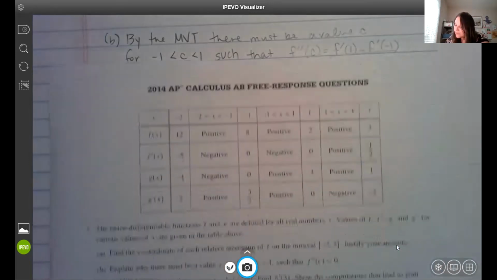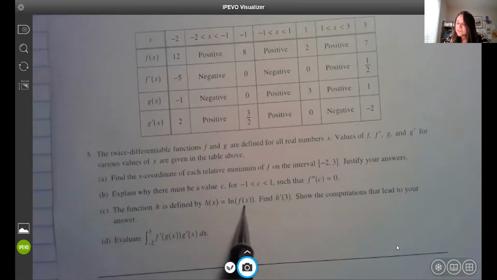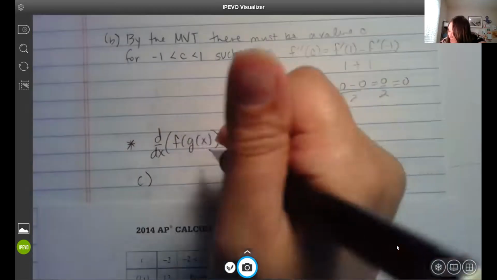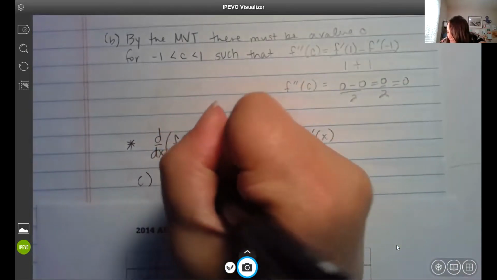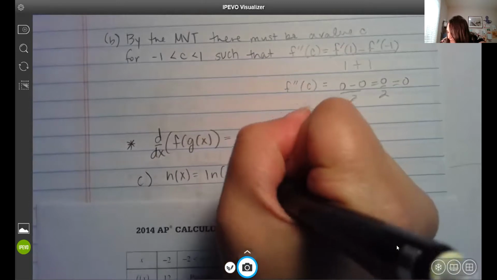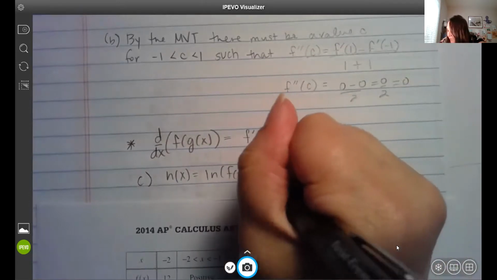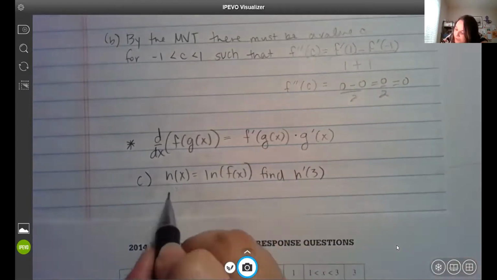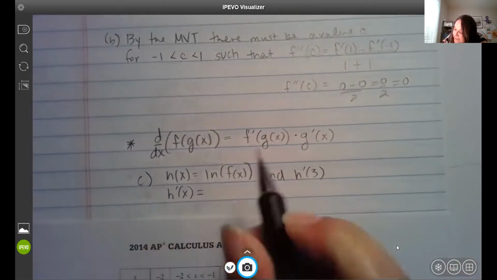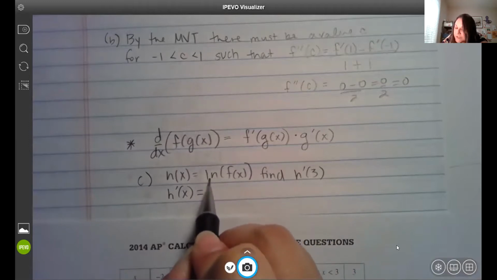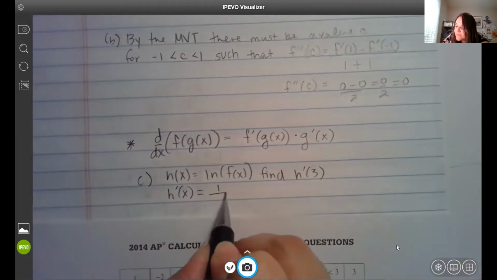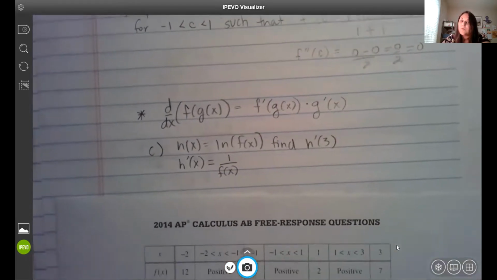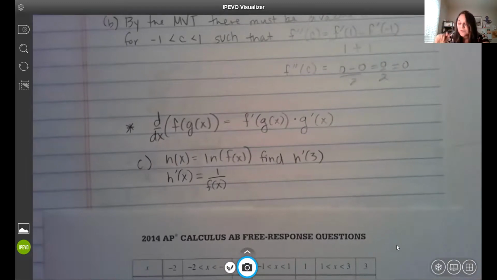So when I consider what is defined as the h function here, it says that h is defined as ln of f of x, and they want me to find h prime of 3. So that's going to be h prime of x is going to be the derivative of ln, which is 1 over x, evaluated at f of x. So instead of just putting 1 over x, I'm going to put 1 over what is inside the parentheses.